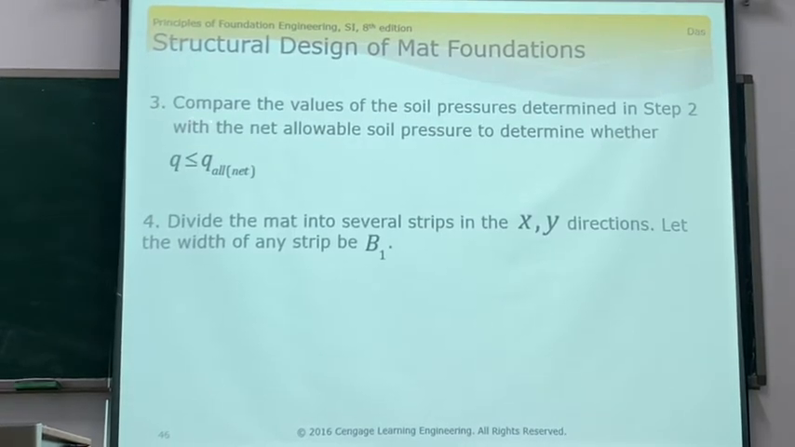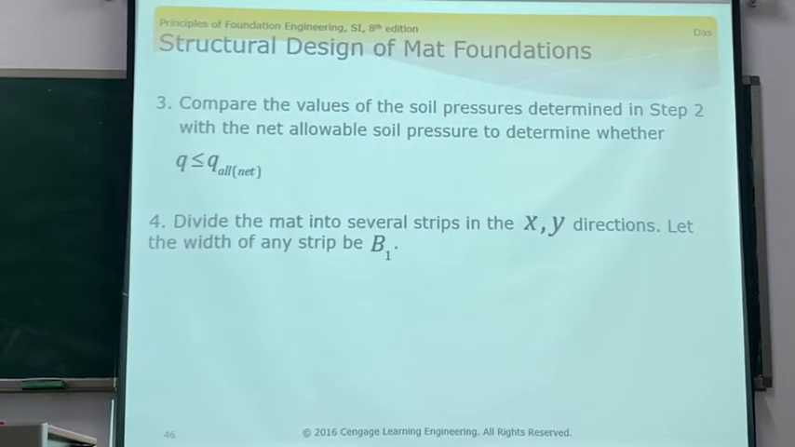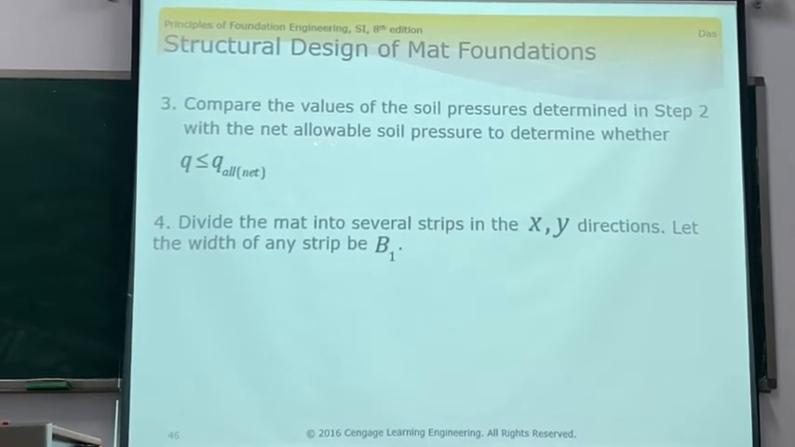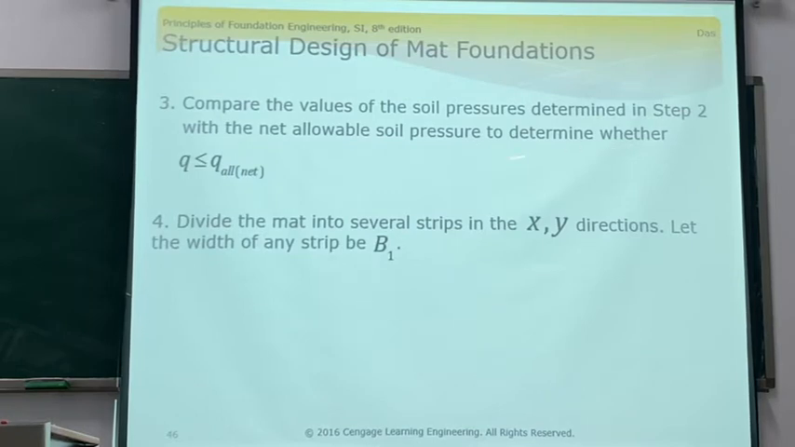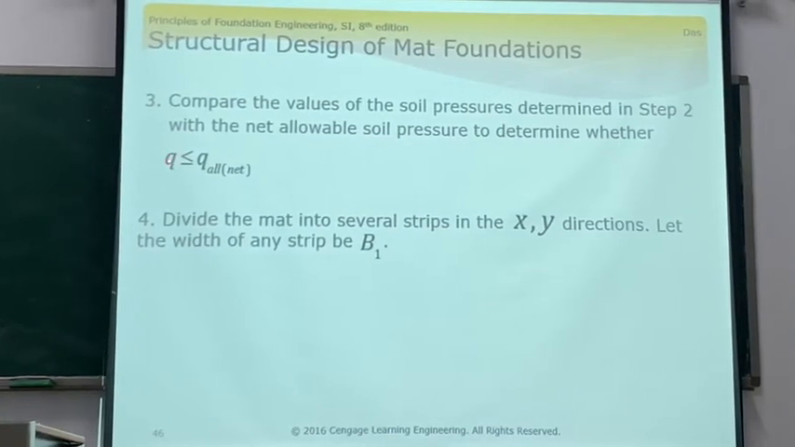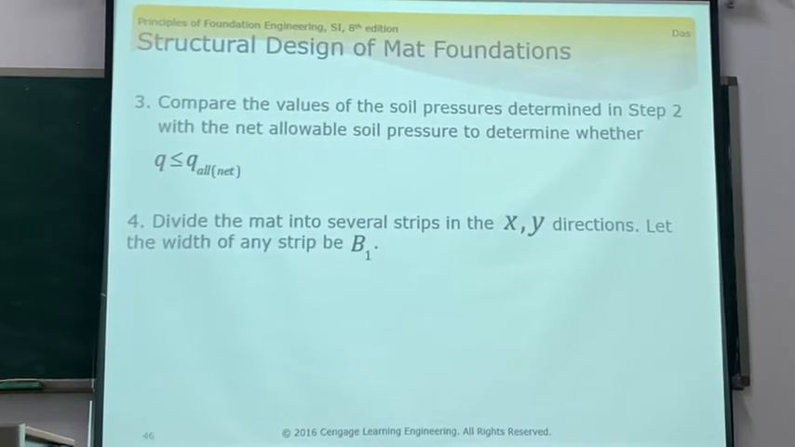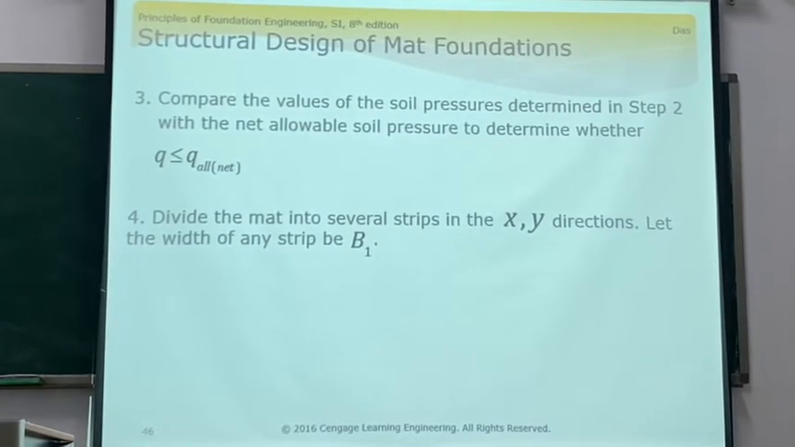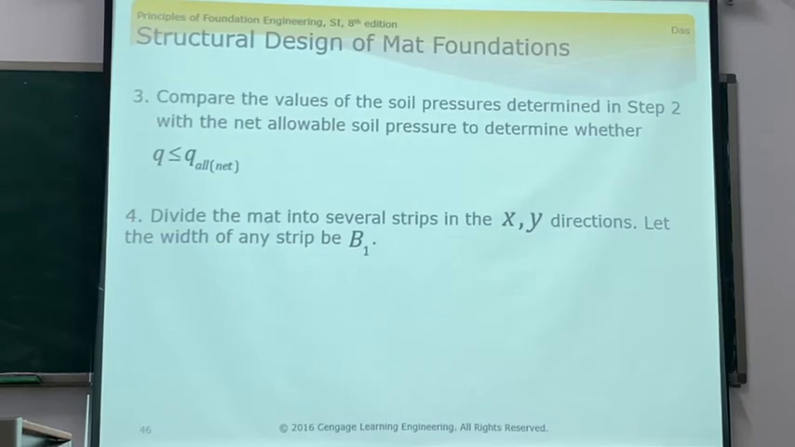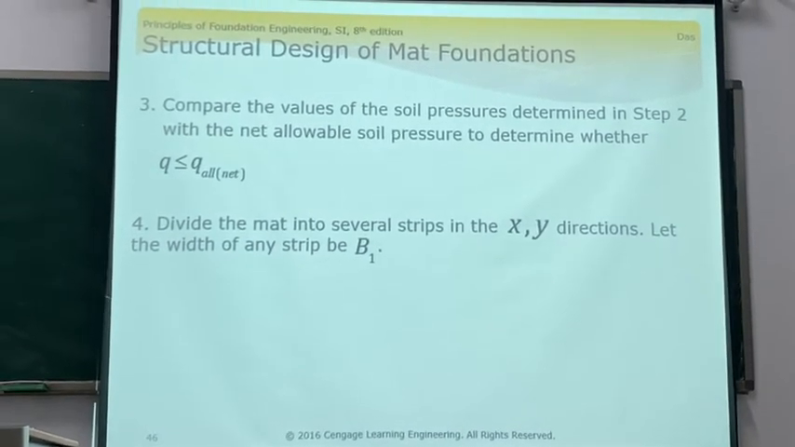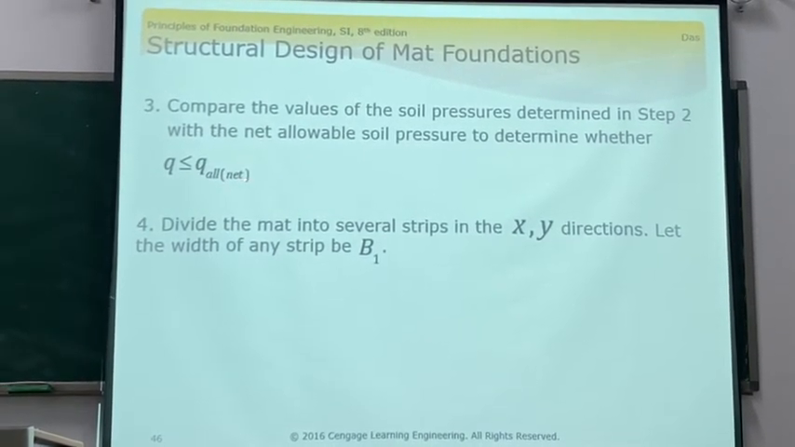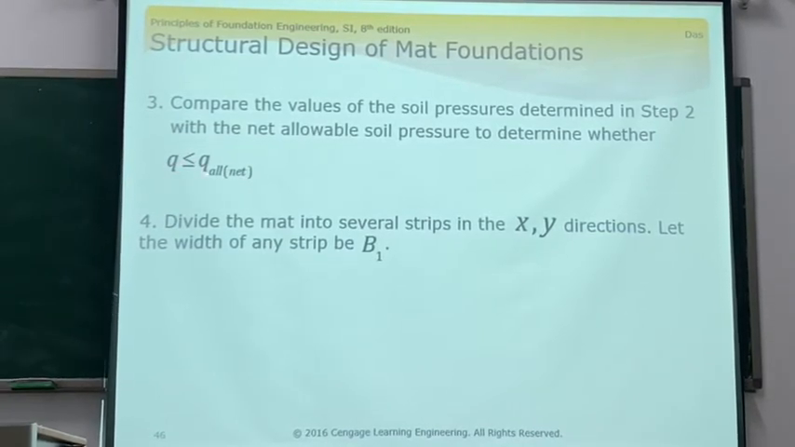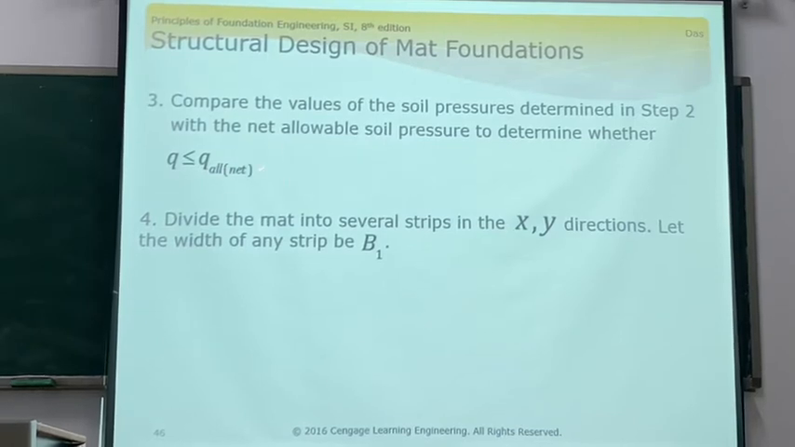So step 3, compare the value of the soil pressure determined in step 2 with the net allowable soil pressure to determine whether it is safe. So this we can calculate from step 2. The Q allowable we can calculate by the Meyerhof or Terzaghi equation. So this we can calculate. If the Q is less than the Q net allowable, so your design is okay.